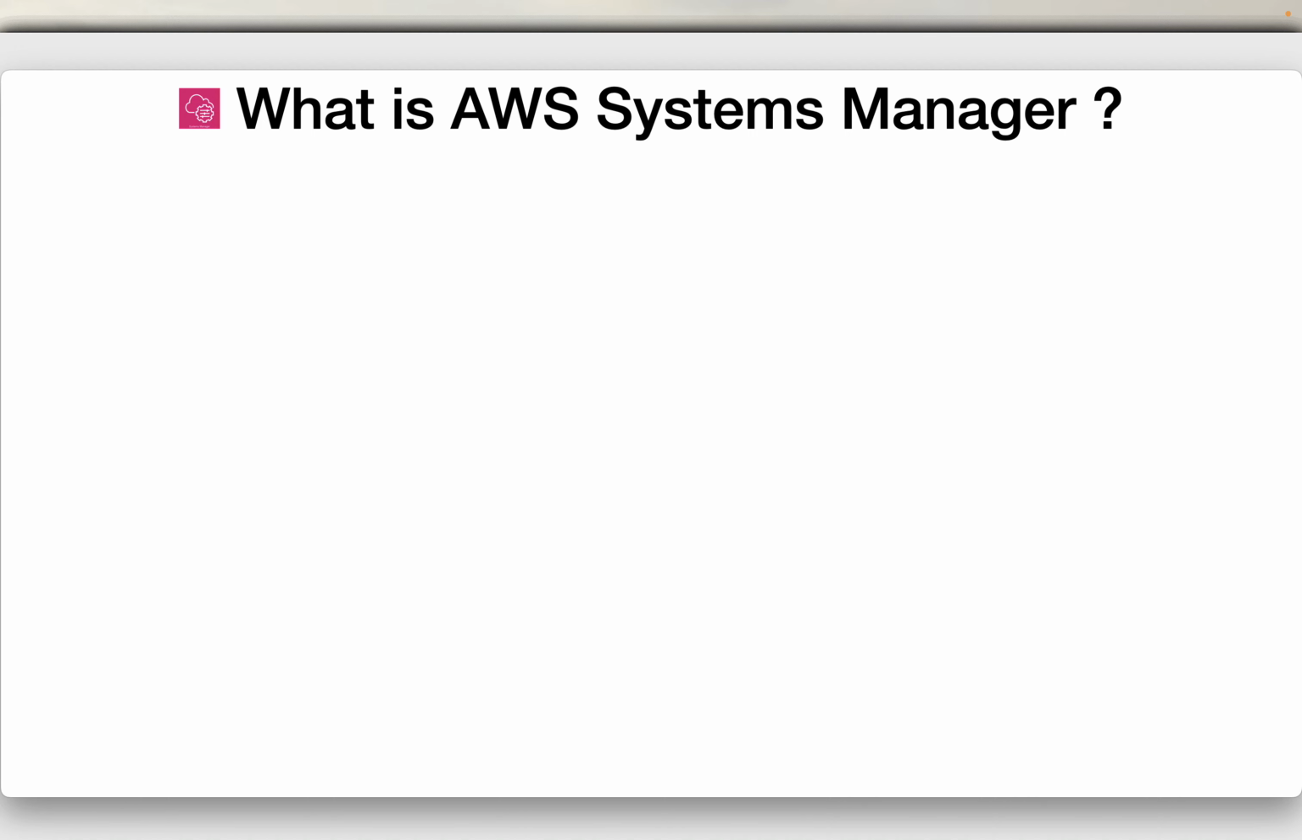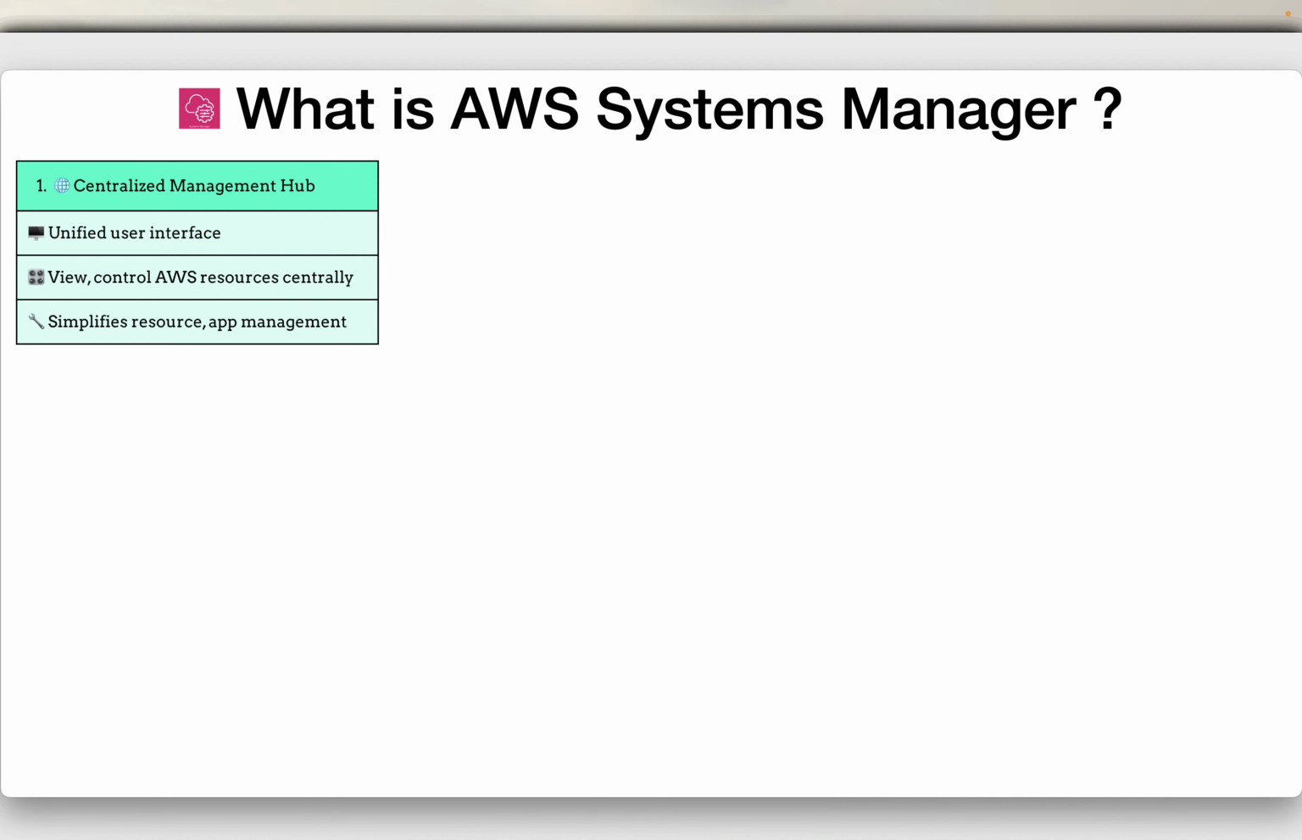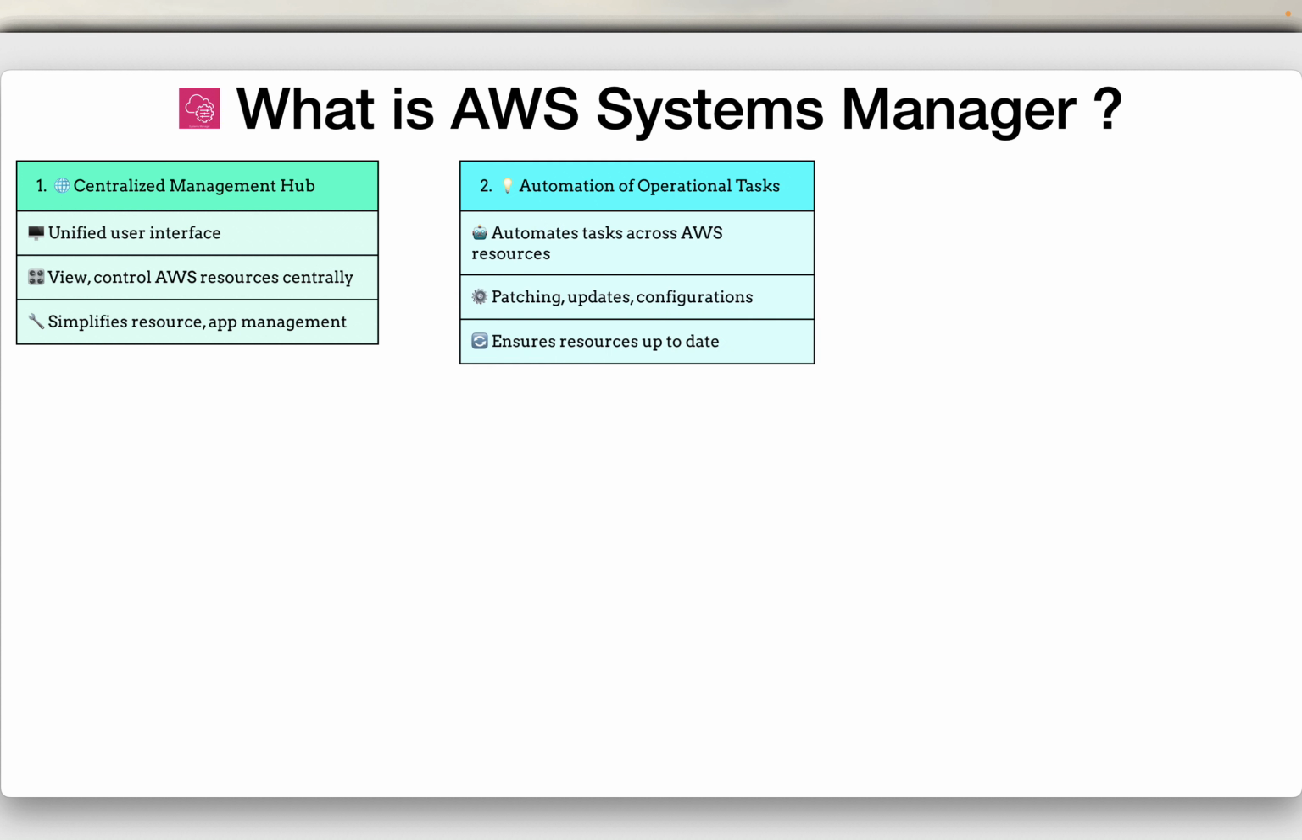So what is AWS Systems Manager? AWS Systems Manager offers a unified user interface enabling you to view and control your AWS resources centrally. It simplifies resource and application management across your AWS environment. It automates operational tasks across AWS resources, enhancing efficiency and reducing manual efforts. Tasks like patching, updates, and configurations can be automated, ensuring your resources are always up to date.